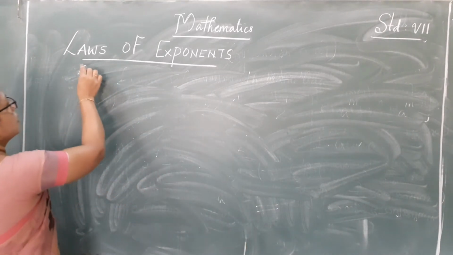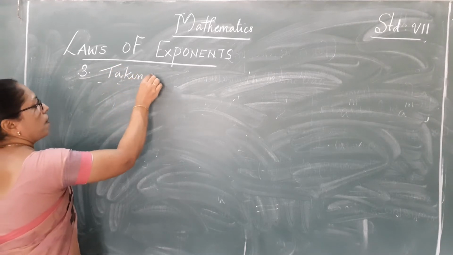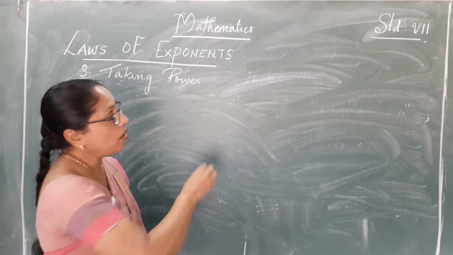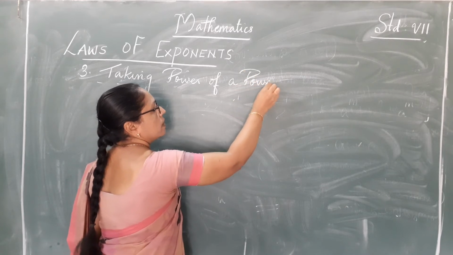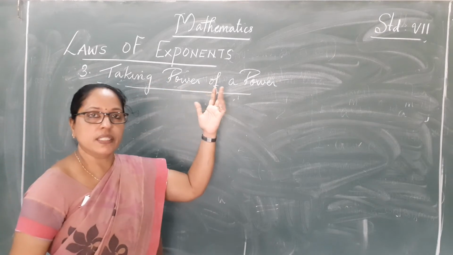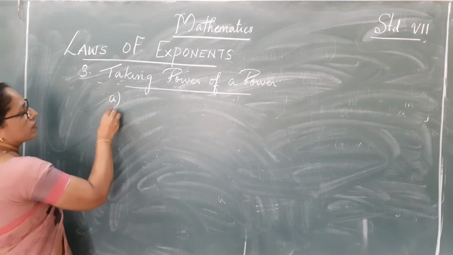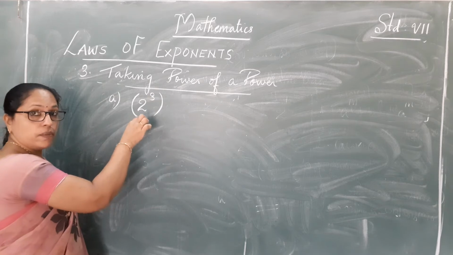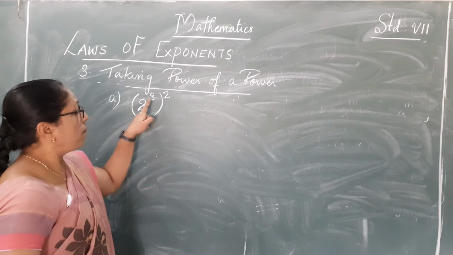Third law is taking power of a power. Taking power of a power, which means two powers come. For example, just see example A. 2 raised to 3. That's already in power form. Then again taking a power outside. This is known as taking power of a power.